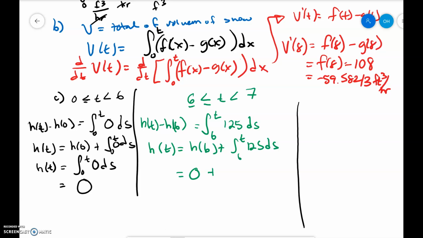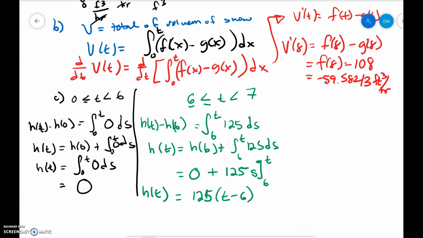And then I'm going to integrate this. So if I were to integrate this, this would be 125 s, and I would integrate it from 6 to t, which would give me 125. I mean, that's just literally a coefficient that I could pull out. And then I would have t minus 6, and that would be h of t. So now I'm going to switch colors here, give myself some more room.